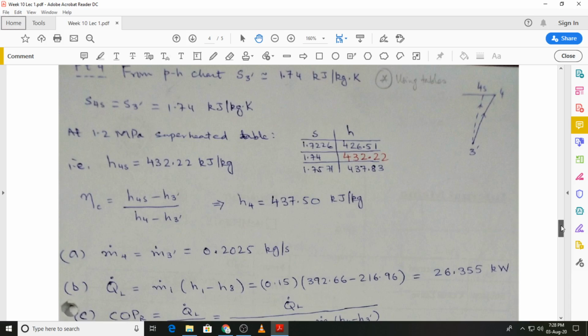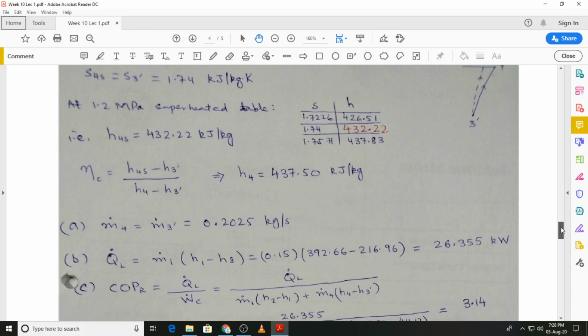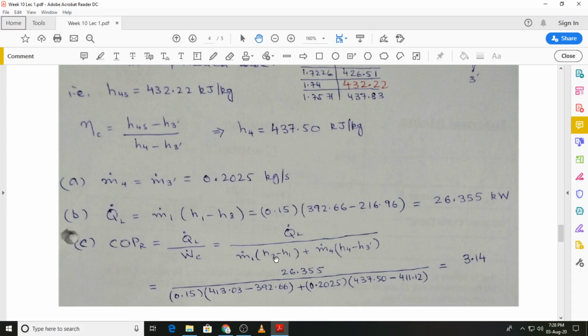And finally, the COP of the system, that is the rate at which heat is removed divided by the work of compression, and the work of compression will be the sum of the work of compression of the low stage and high stage compressors. Q dot we have already worked out. For the low stage compressor, the compression process is from state 1 to 2, so the enthalpy difference is H2 minus H1, mass flow rate is m dot 1. Whereas for the high stage compressor, the mass flow rate we just worked out is m dot 4, and the enthalpy difference is H4 minus H3 prime. Again substitute all the numerical values, and the COP comes out to be 3.14.